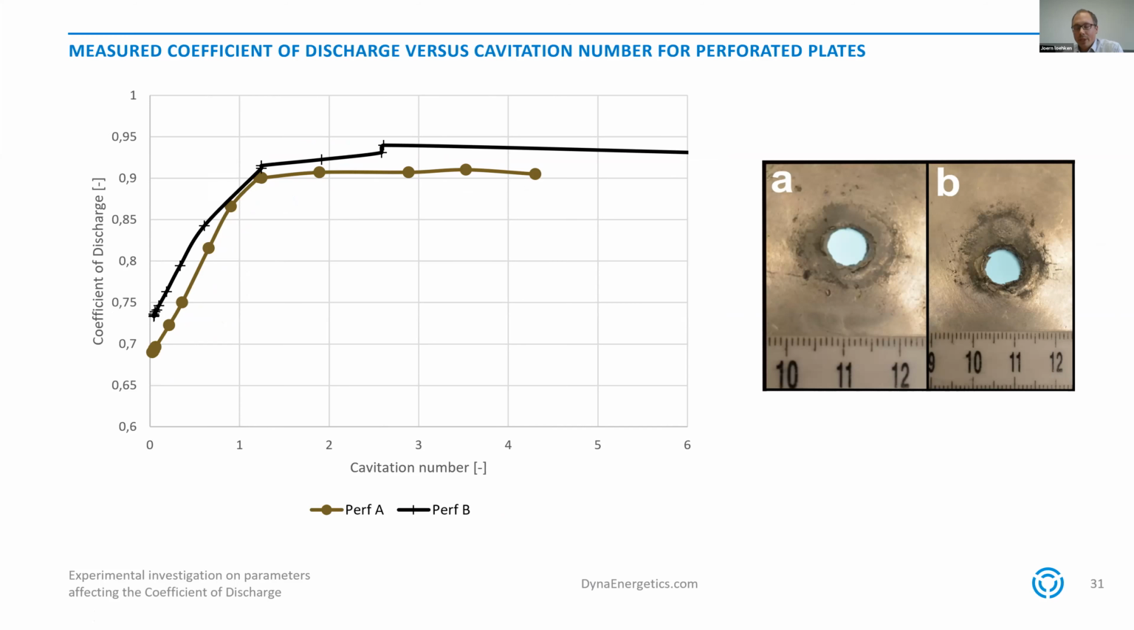And as I mentioned previously, normal values, which are given in the literature, are in the range of 0.7. So the values we've seen here, we have also 0.7, but only at ambient pressure. And when we apply back pressure, these values go up to 0.9 and 0.95.